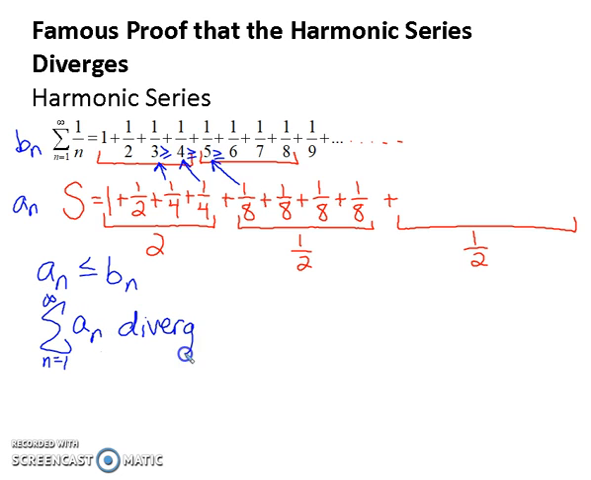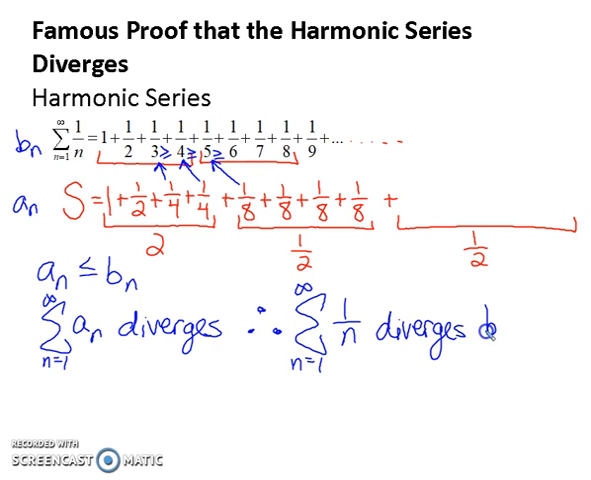diverges based on my work there because I'm going to keep adding lumps of values of 1/2. So it's going to continue to grow by 1/2 and 1/2 and 1/2. It's just going to stretch out the intervals before I can lump those 1/2s together. Therefore, the B sub n series, which is the sum from n equals 1 to infinity of 1/n, also diverges by the comparison test.